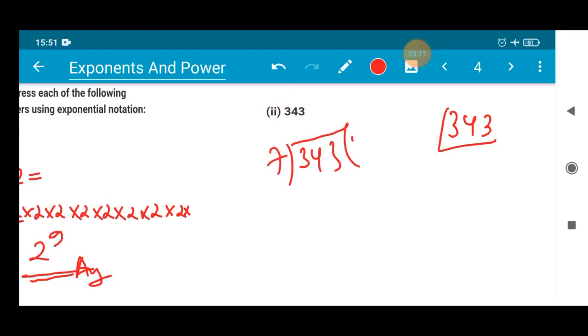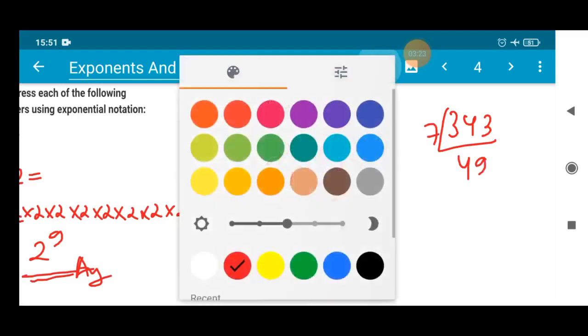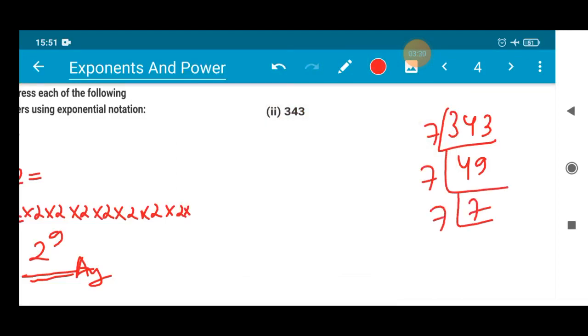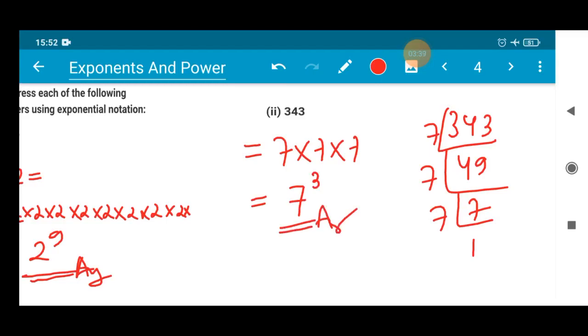7 3s are 21, 7 4s are 28. Now 7 9s are 63. So let me erase from here. Next we have 7 7s are 49, 7 1s are 7. So how many 7s are repeated? 3 7s are repeated, right? So it can be written as 7 to the power 3, right? This is the way of representing any number in its exponential form or notation.